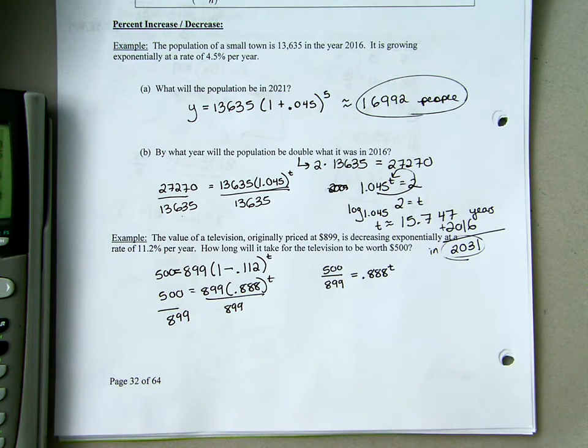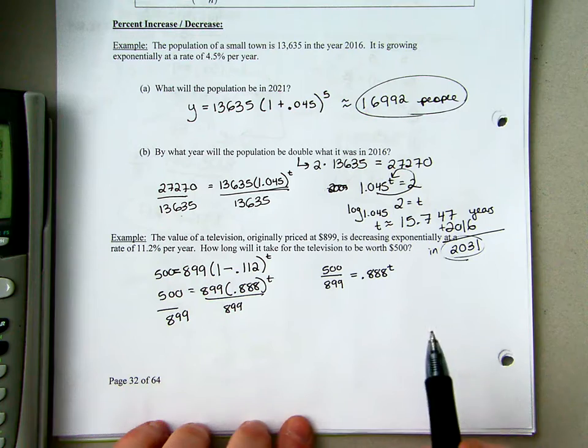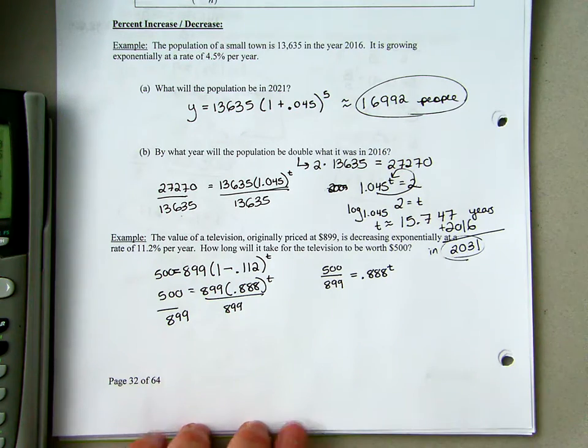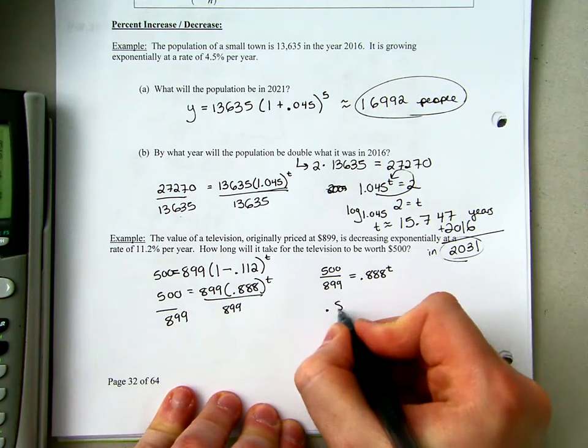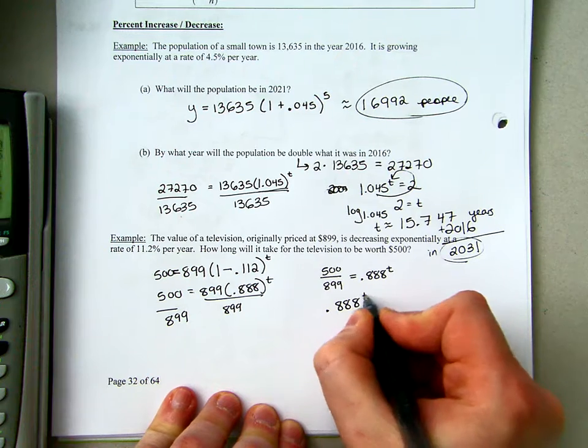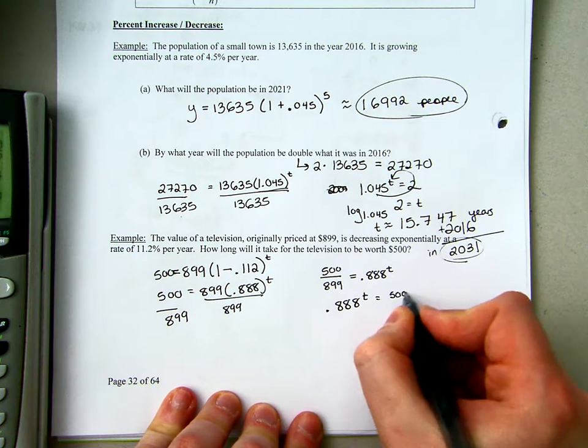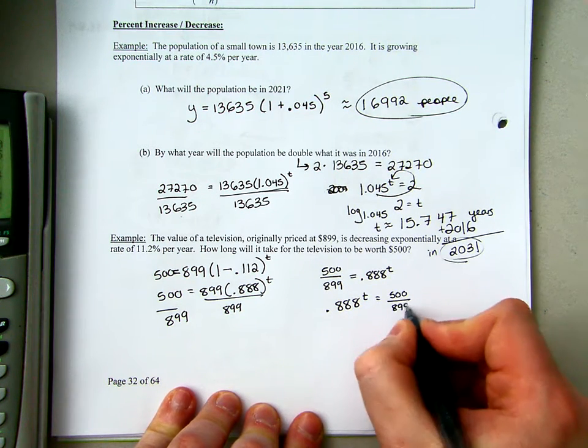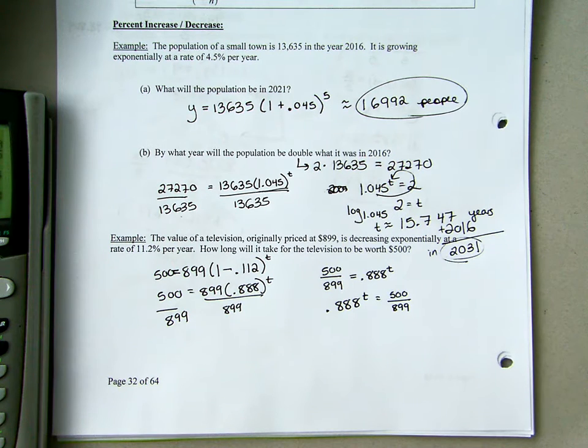Claire, you look confused. Should I try some of that again? I think moving forward, it's going to be easier if I just switch the two sides of this thing so we can do Mrs. Eburn's log trick. I'm going to make this 0.888 to the t equals that fraction. See if you can finish this thing.